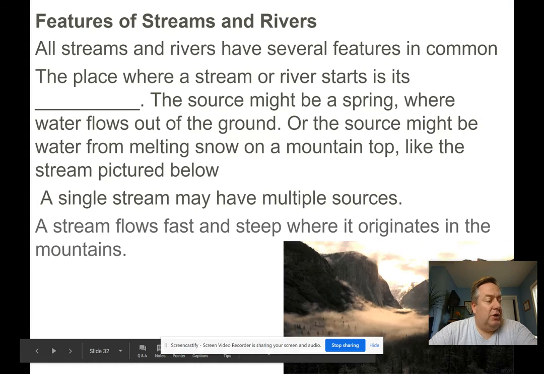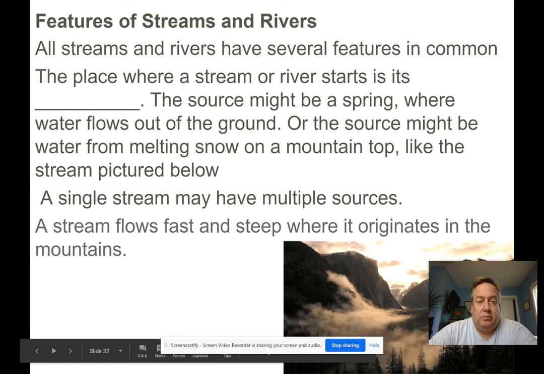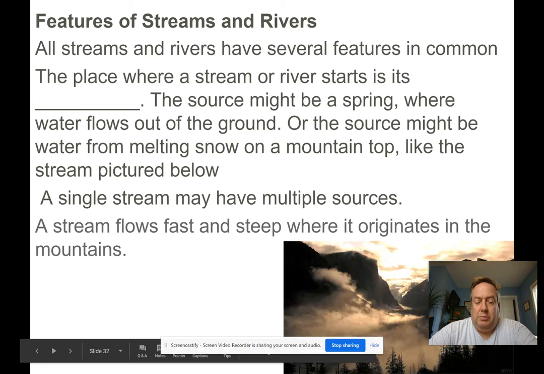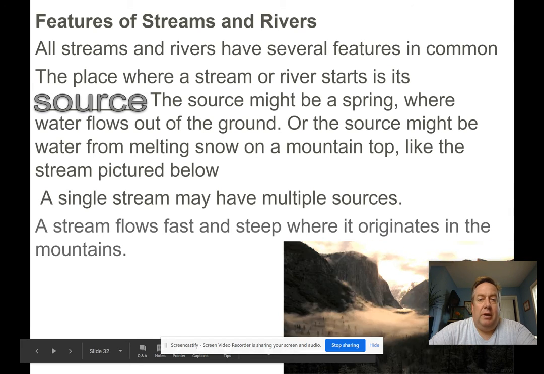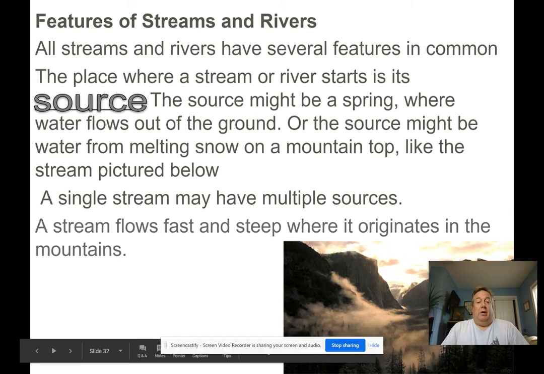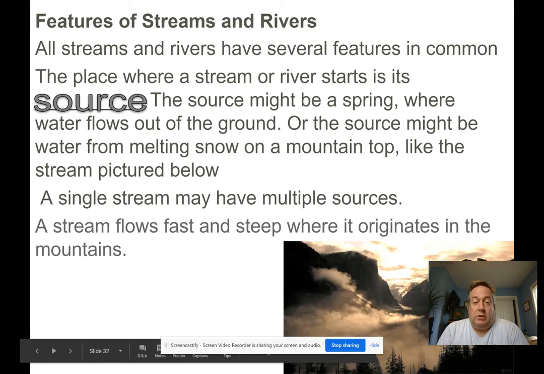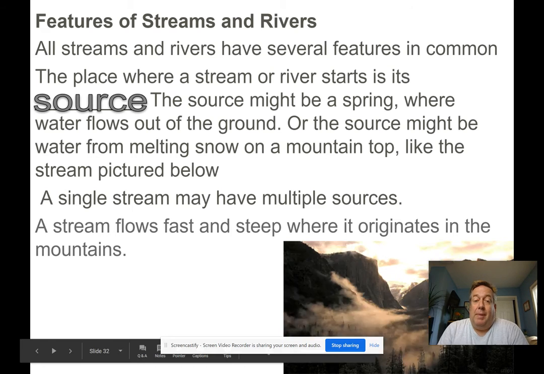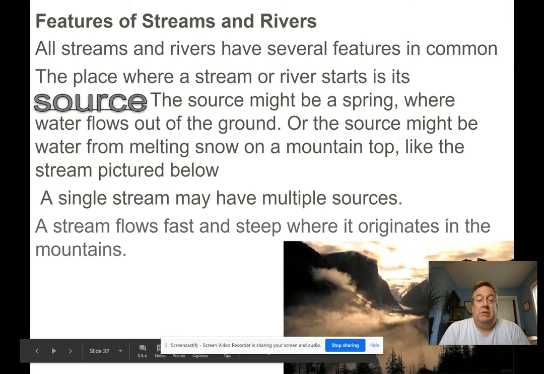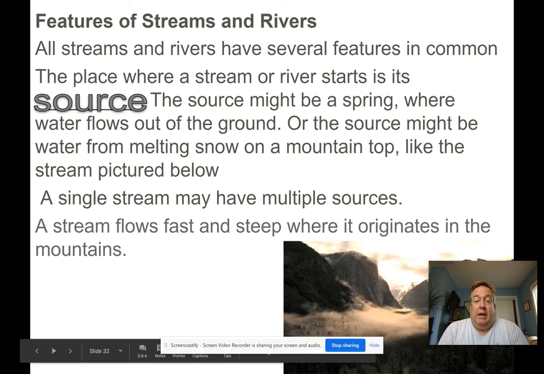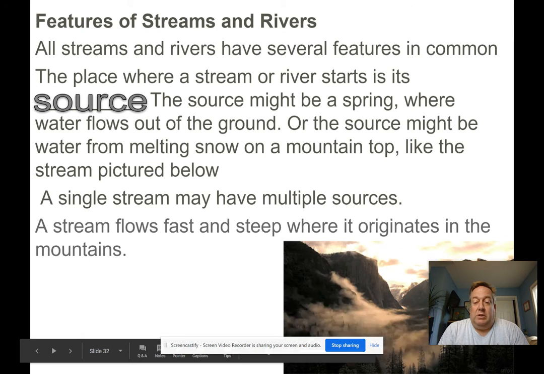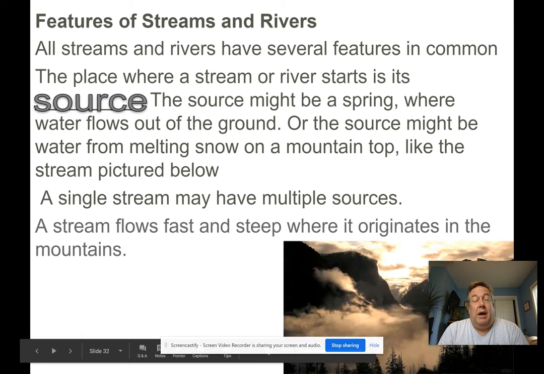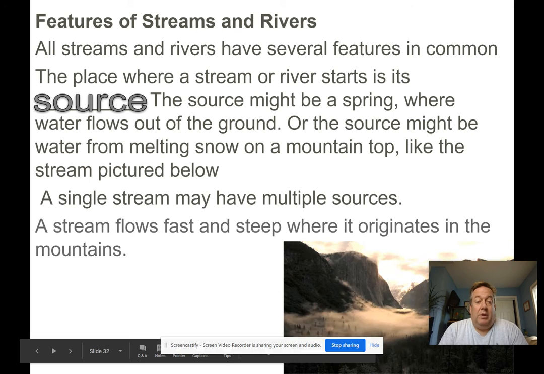Okay, so our features of streams and rivers. All streams and rivers have several features in common. We've talked about this before. Where a river starts is called a source. That source could be snowmelt coming from the mountains. It could be an underground spring that's bubbling up. There's a number of different things. Could be a combination of things. Doesn't always have to be one thing.